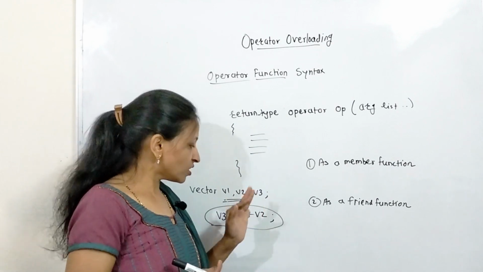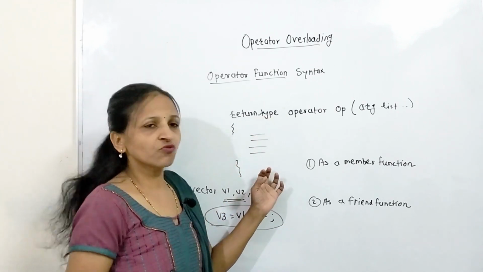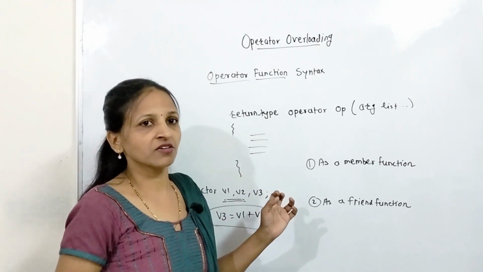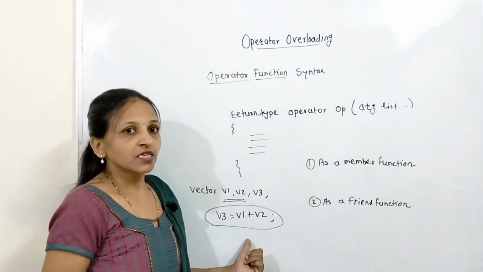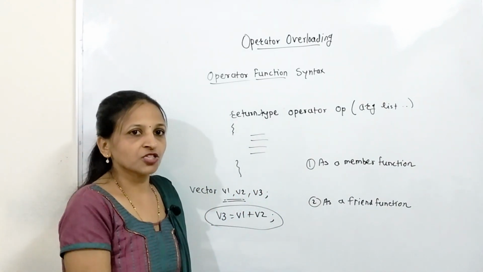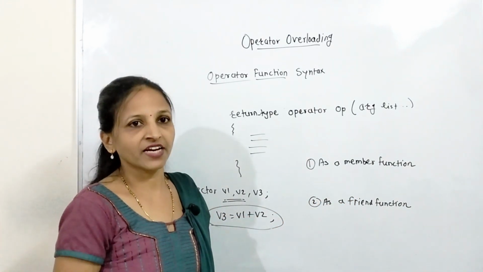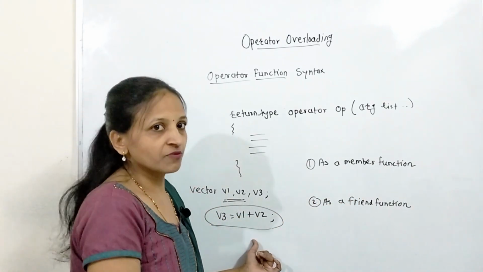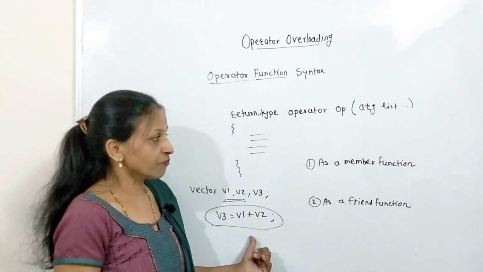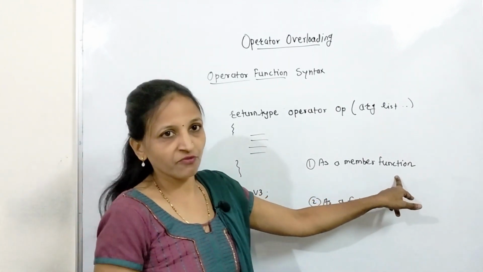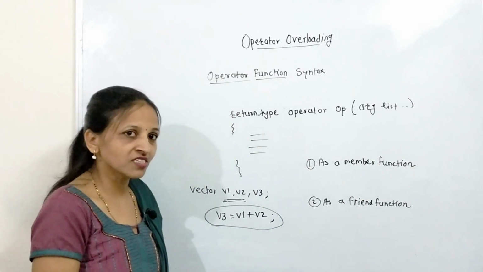But we can do the same task. Means we just want to overload that plus operator here in this case. For this we can write the operator function as a member function, or as a friend function. Now if you want to define the operator function, then what will be the syntax if we are writing that as a member function? That I am going to explain first.